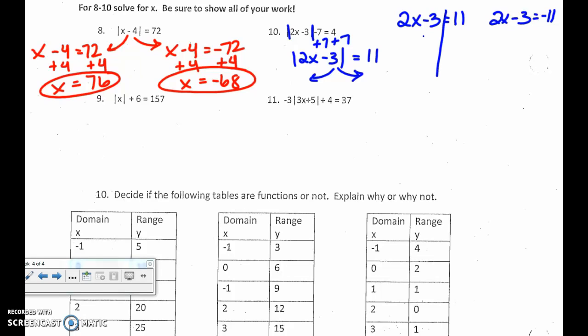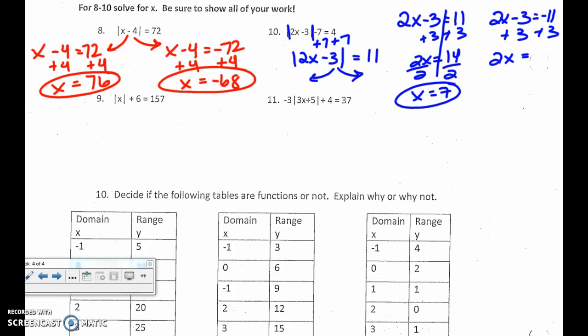And then we solve, just like we would any two-step equation. So x equals 7. And x equals negative 4. Okay, so both of those are our answers.